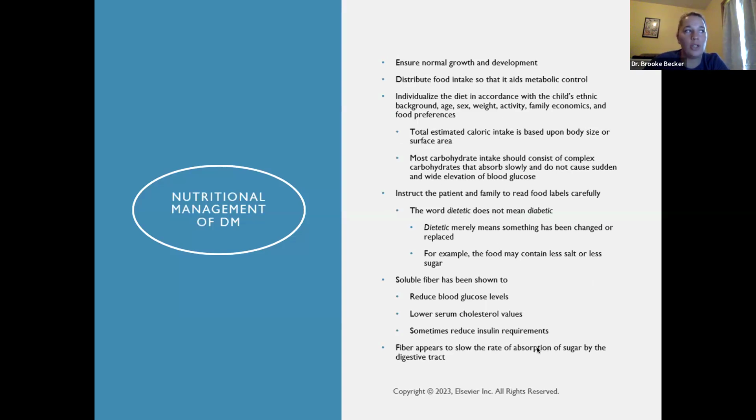There's some nutritional management. So essentially, they're going to be counting carbs a lot of times and watching their carb intake and trying to reduce their overall cholesterol levels and their blood glucose intake.